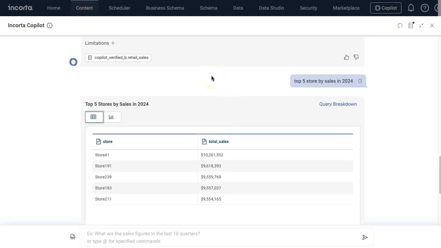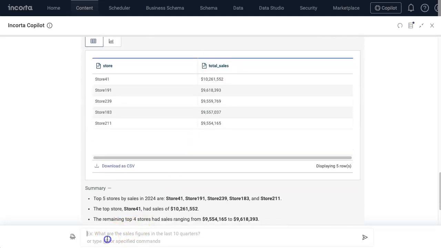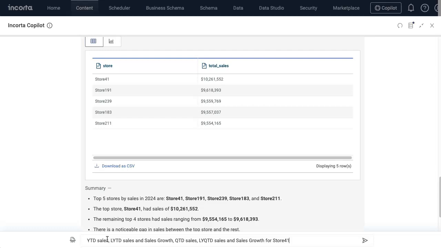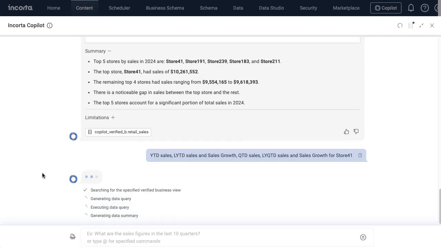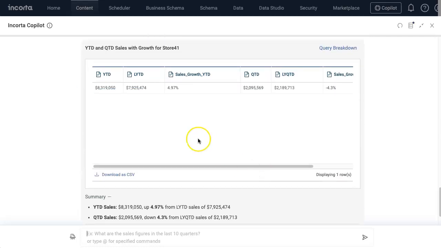So I have a lot of follow-up questions, right? The first question I want to ask here is, let's compare YTD and QTD sales for 24 versus 23. LYTD is last year YTD sales, and in the same way LYQTD is last year QTD sales. So this will give me a really good comparison about what's going on with this store. Compared to last year, what is the growth rate for this store?